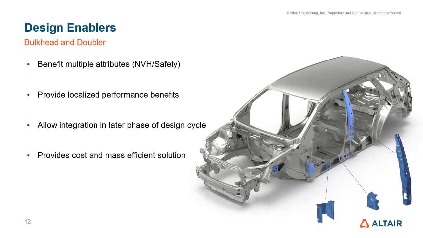So even after the manufacturing tools are kicked off, if you see a certain performance deficit, you can put these design enablers in at the later phases of the design cycle and still get the performance benefit out of it. And again, they provide a very cost effective and mass efficient solution, because we are not upgauging the entire part, but just providing the stiffness or performance benefit where it is needed.